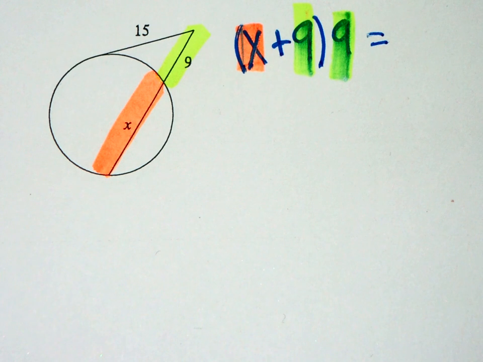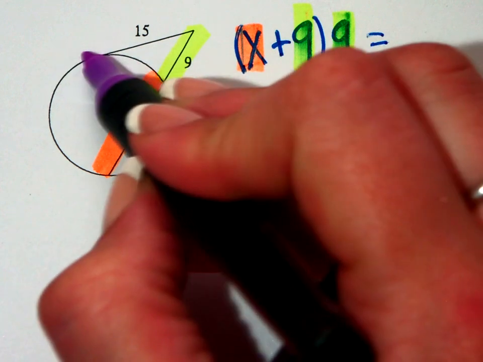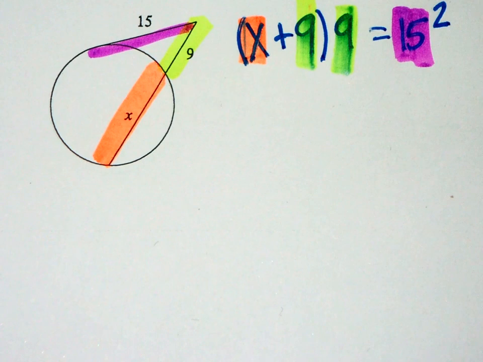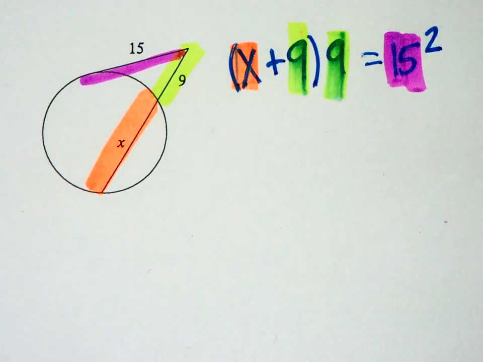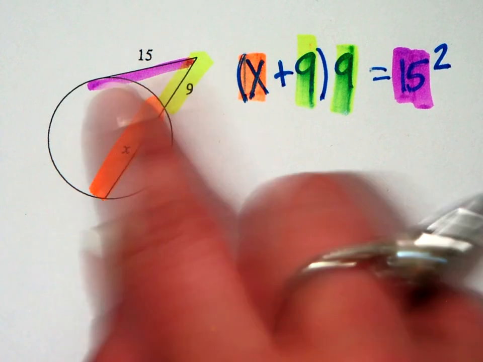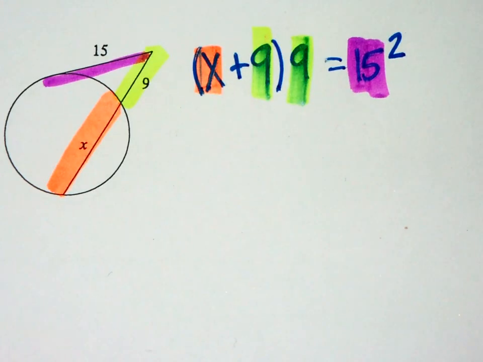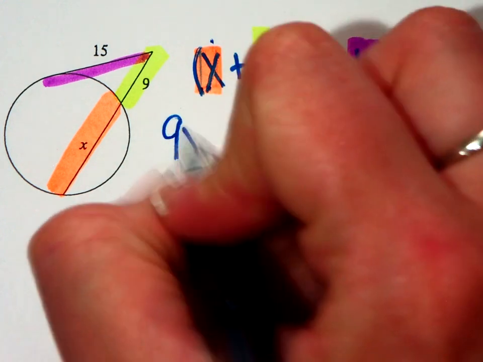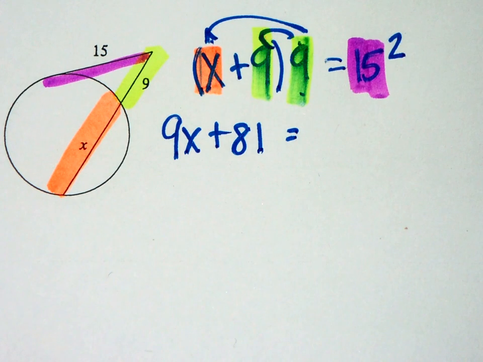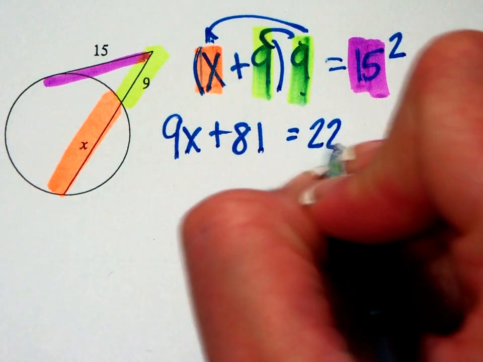The difference now is I'm involved with a tangent line. And tangent lines are a little bit different when it comes to solving these problems. With a tangent line, what we're going to do is square it. So in here, this is going to be 15 squared. The problem is basically the same. Inside plus outside times outside equals the outside part squared, tangent squared, basically. So let's simplify. 9 times x is 9x, and we're going to distribute here. 9 times 9 is 81. 15 squared gives me an answer of 225.